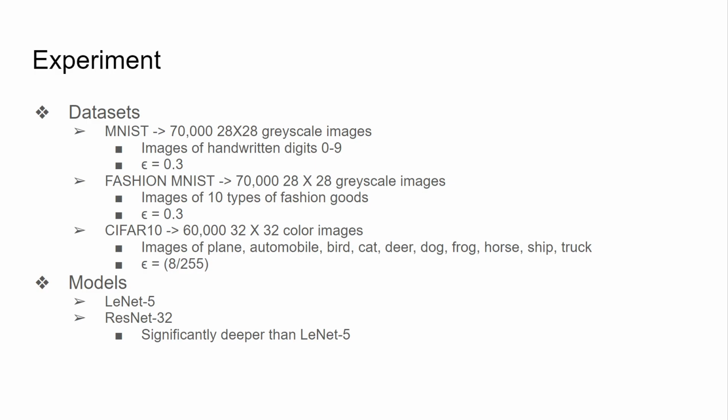So here's the experiment. We're taking three data sets. One is the MNIST handwritten digits data set, the Fashion MNIST data set, both grayscale, and then we use the CIFAR 10 color data set, and we're going to be using that against LeNet 5 and ResNet. Keep in mind that ResNet is much newer and a lot deeper than the LeNet 5.